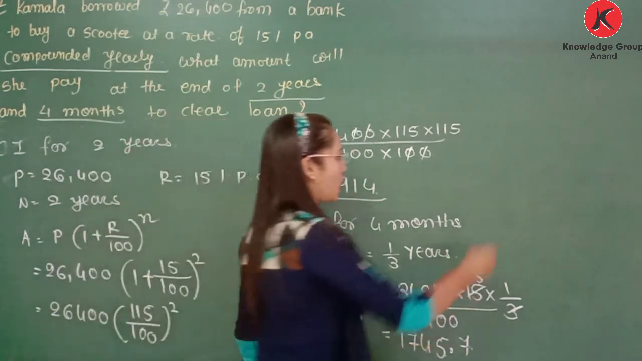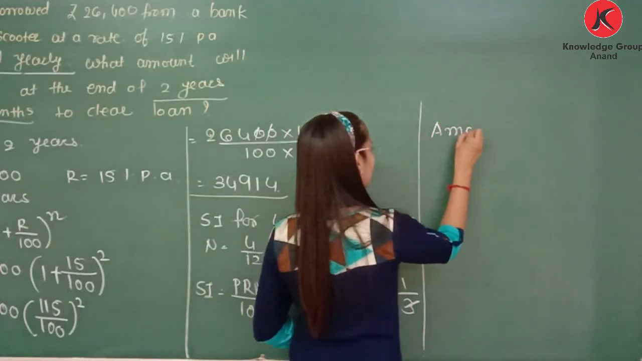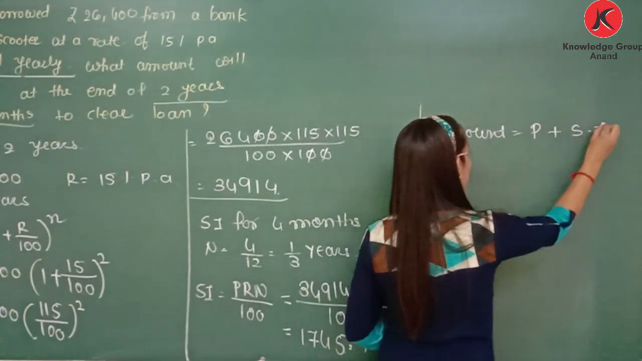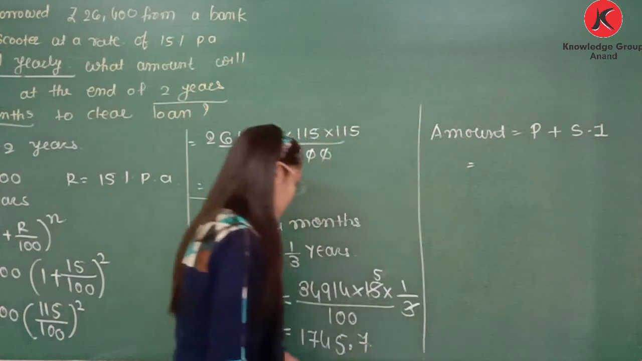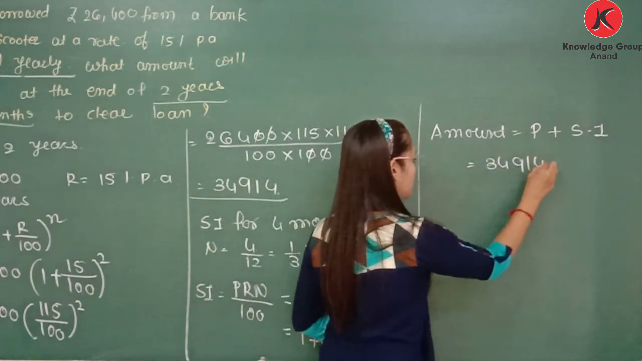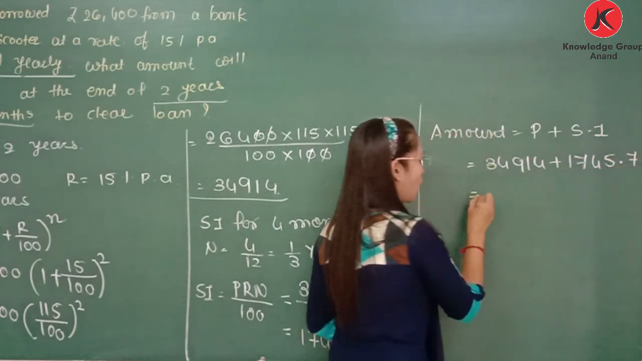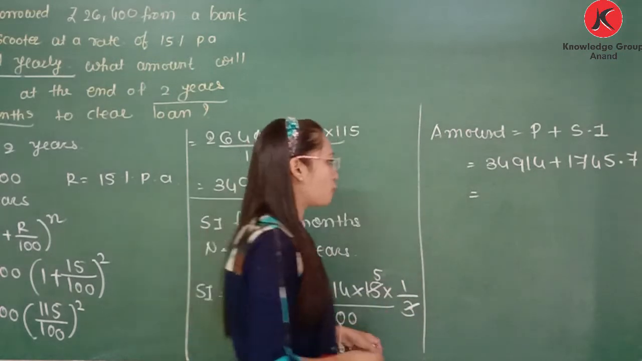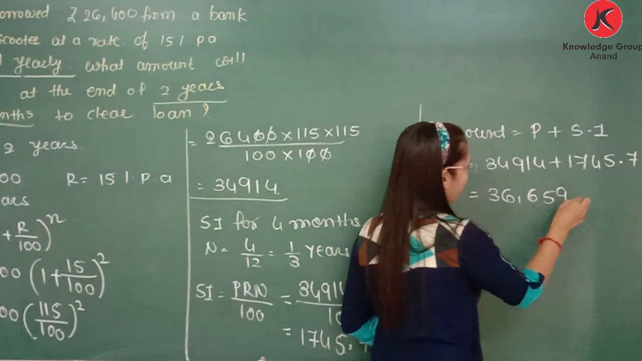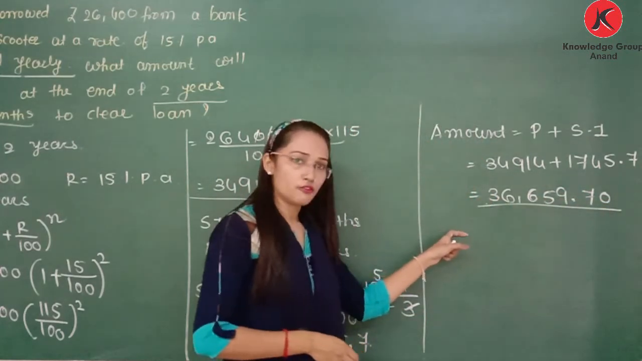Now we can find the amount. So amount, for simple interest, is principal value plus simple interest. Principal value is 34,940 plus 1,745.7. So the amount after 2 years and 4 months will be 36,659.7. So this is the amount after 2 years and 4 months.